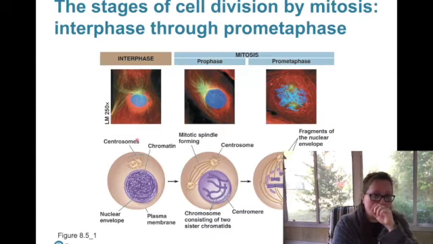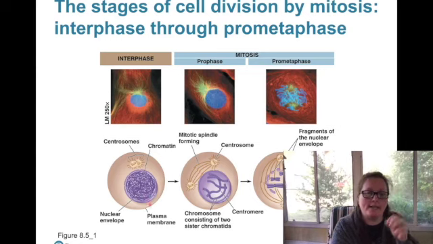This is showing you interphase is just the normal stuff. Prophase, it's all getting condensed. And then prometaphase, I don't make you memorize that. That is the process of it starting to organize, because here it just looks all bunched. Here they're starting to organize. These are the spindle fibers that are going to end up connecting.